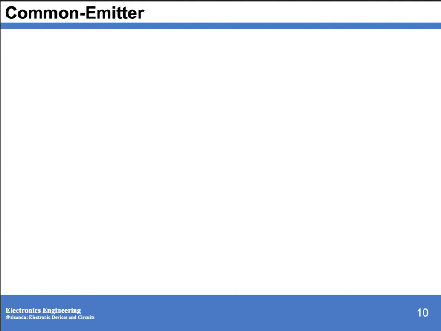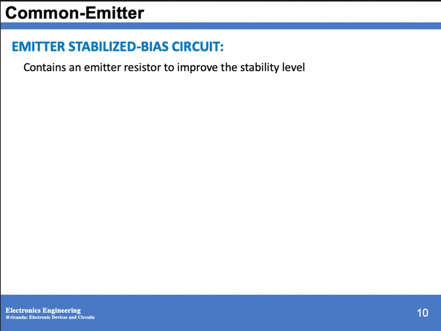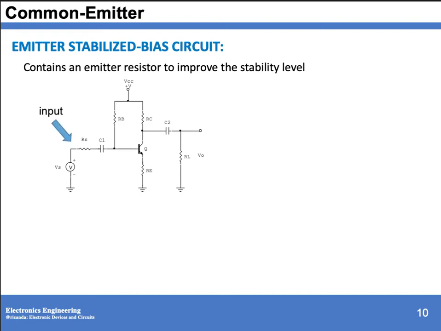Next, the configuration bias is the emitter stabilized bias circuit. So this time, it contains an emitter resistor to improve the stability level of your amplifier. So we have your emitter resistor. We call that one RE. So this is your input side, output side.